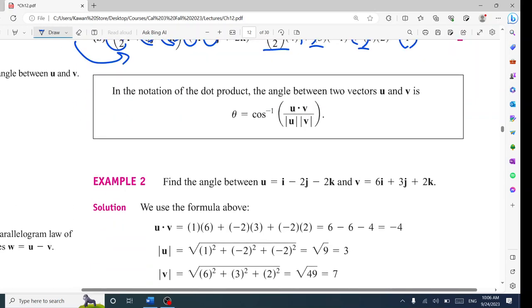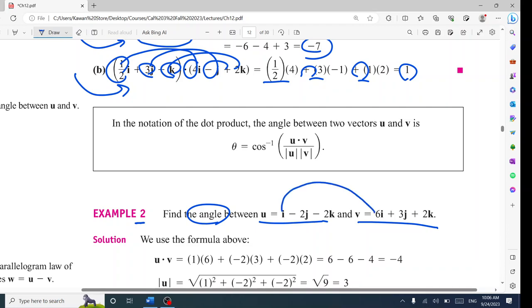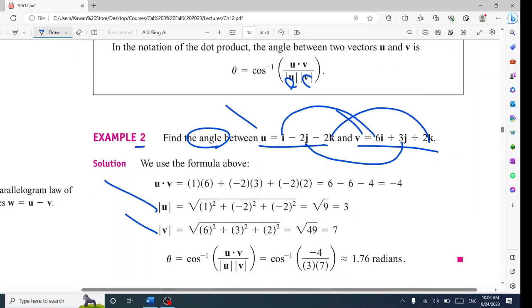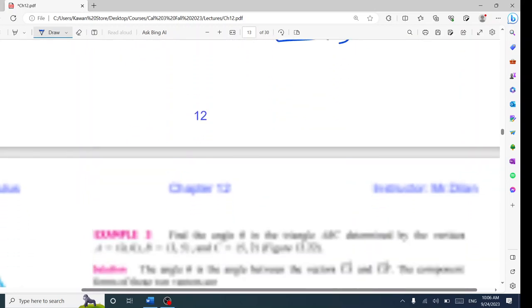To understand, try to solve this example. Look at the example. You have u, you have v, find the angle. So I need the dot product, then I need the length of u and the length of v. Here's the length, here's the dot product, here's the rule. Of course, during the exam, you will stop here because you don't have a calculator. You will just write that result for me. Clear, dears? Easy? You saw that one in many cases.